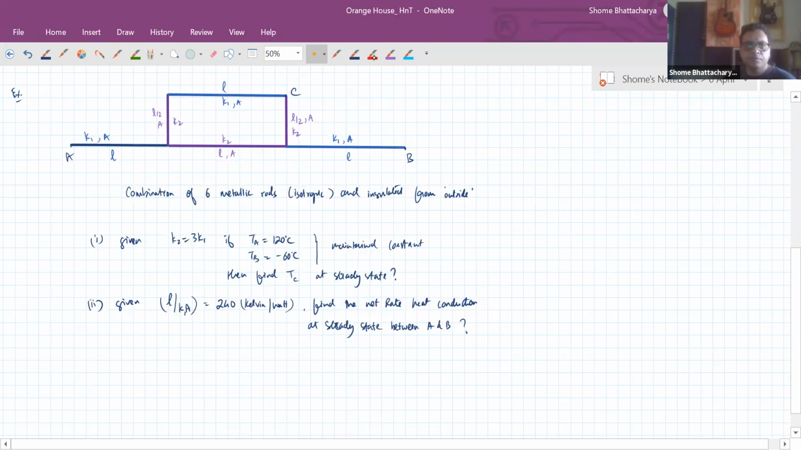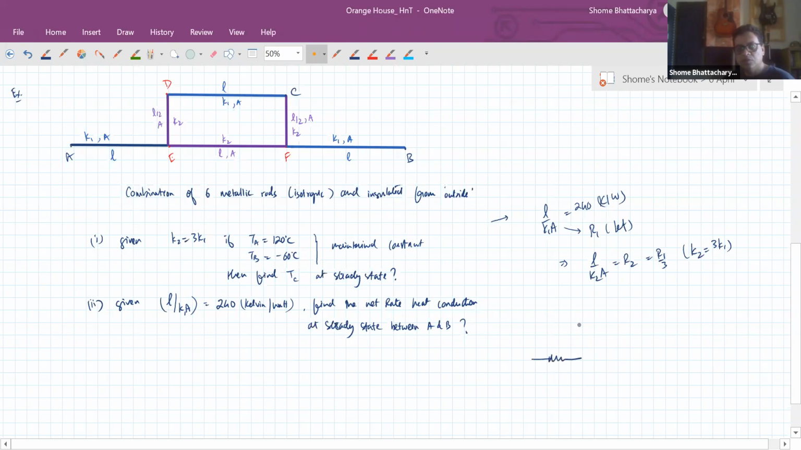Okay, so let's understand the method for doing this type of question is to convert this into an equivalent circuit diagram first. So let's also label all these points. Now, if we take this quantity L upon K1A, which is given to us later as 240 Kelvin per watt, but if we take this as R1 suppose, then L upon K2A, which is R2, is equal to R1 by 3, because given to us that K2 is equal to 3K1. Okay, so we can see our equivalent circuit becomes like this.